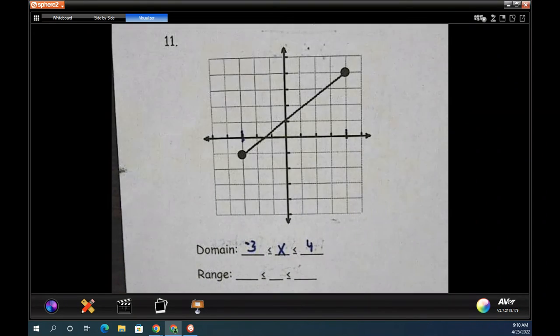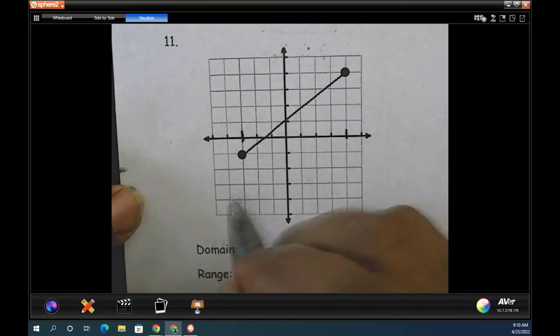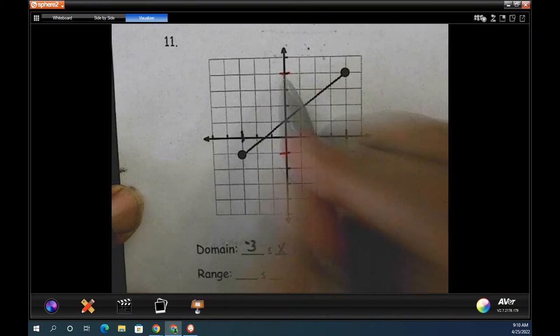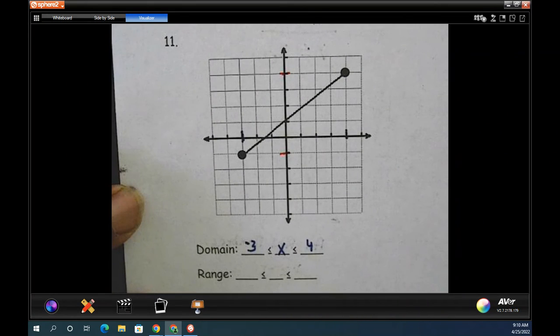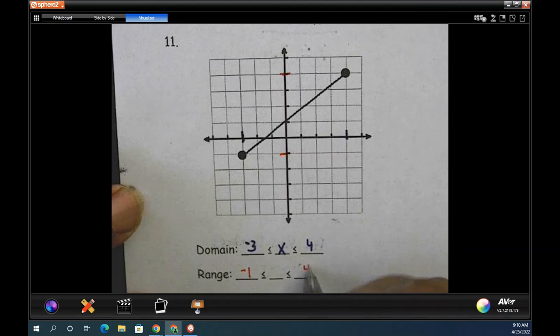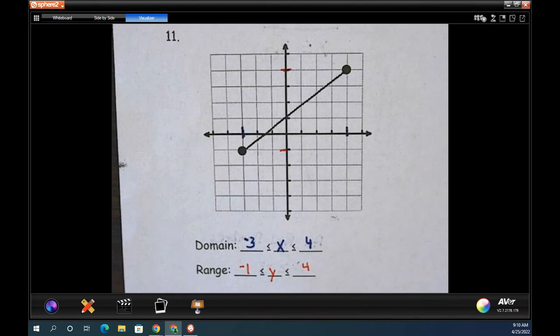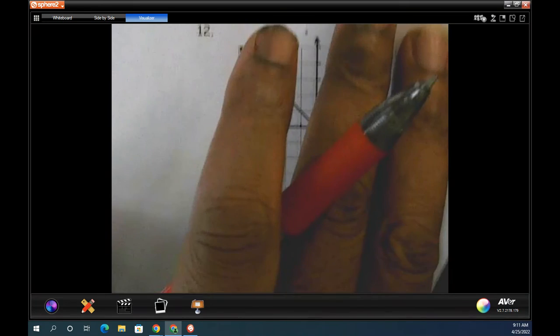All right. Now, the range. It goes from here to here. That is between -1 and 4. There's your y. That's it. Try number 12.